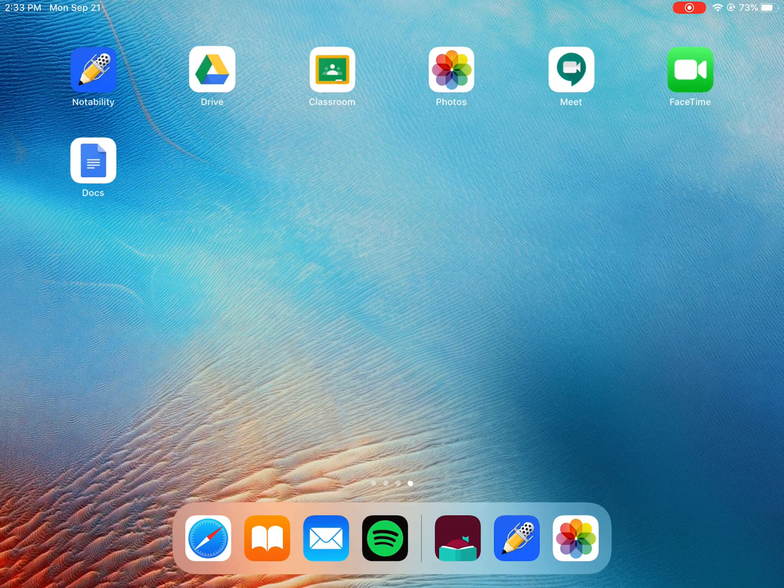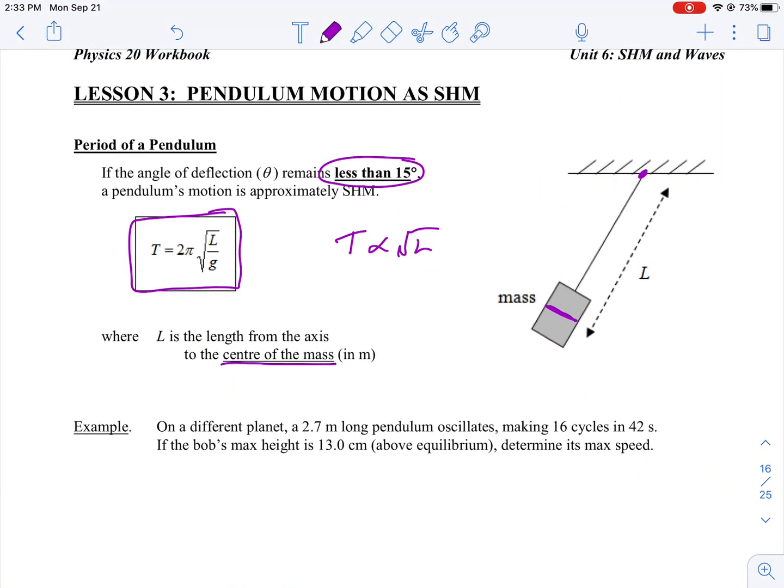Let's now move back to our lesson. So now we've discovered that length has a direct relationship with period. Smaller the length, smaller the period. Direct root relationship. All we need to do now is do an example. And I'll do that in the next part of the lesson.